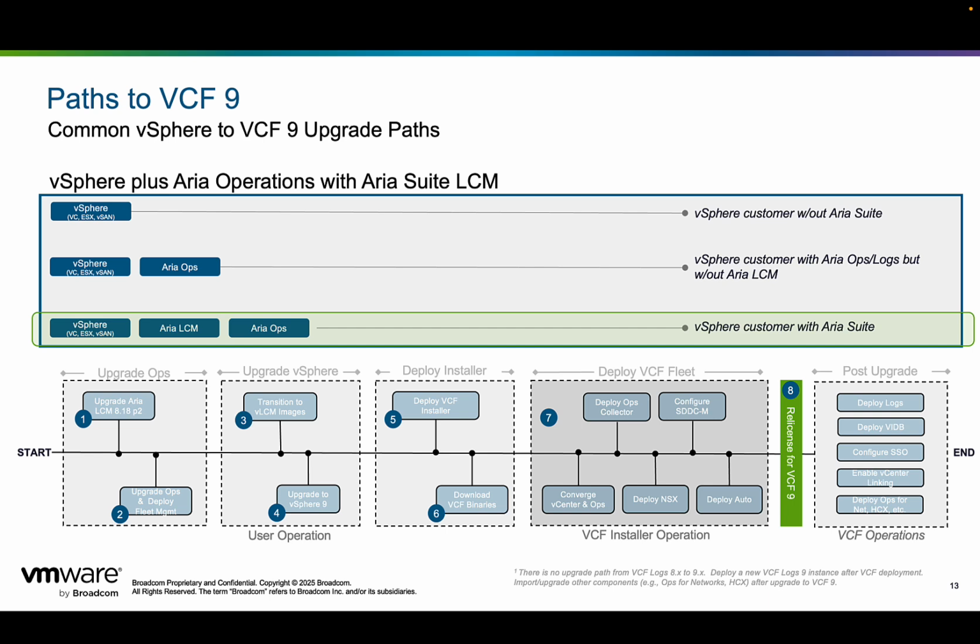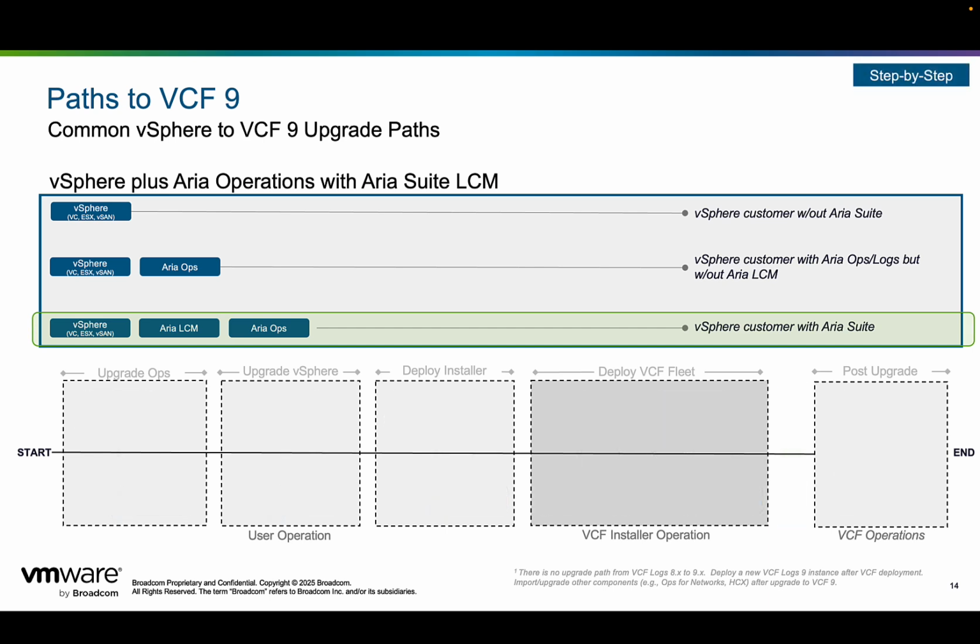As such, when we upgrade this environment, we will begin by first updating the Aria Suite Lifecycle Manager. We'll need to make sure it's running version 8.18 patch 2 or above. Then we use the Aria Suite Lifecycle Manager to then upgrade our Aria operations to VCF operations 9.0. Note that when we do this, it will also deploy the new VCF 9 Fleet Management Appliance.